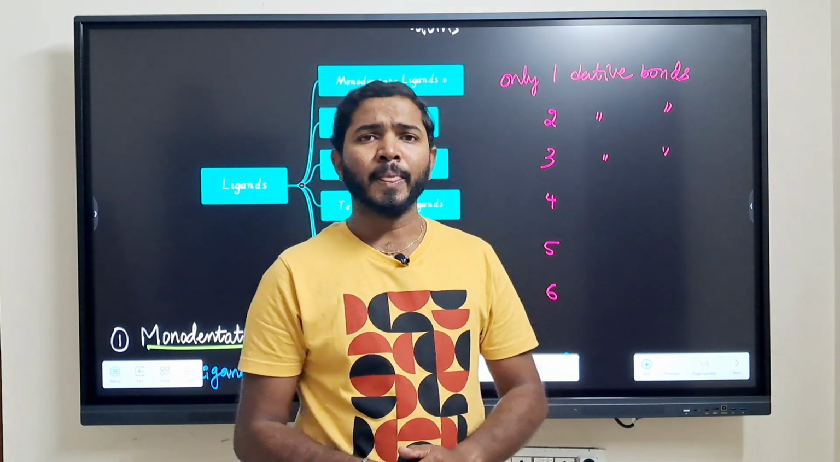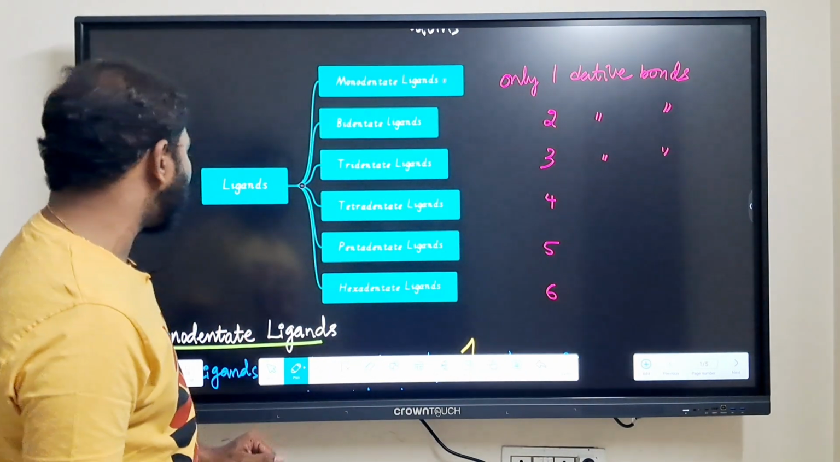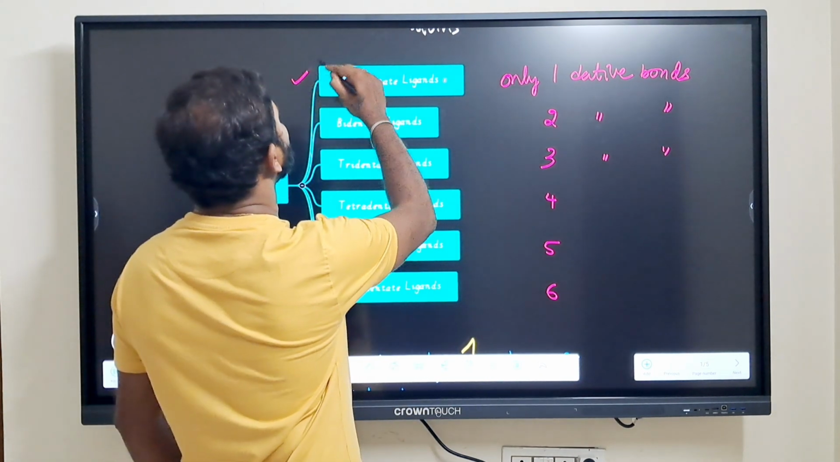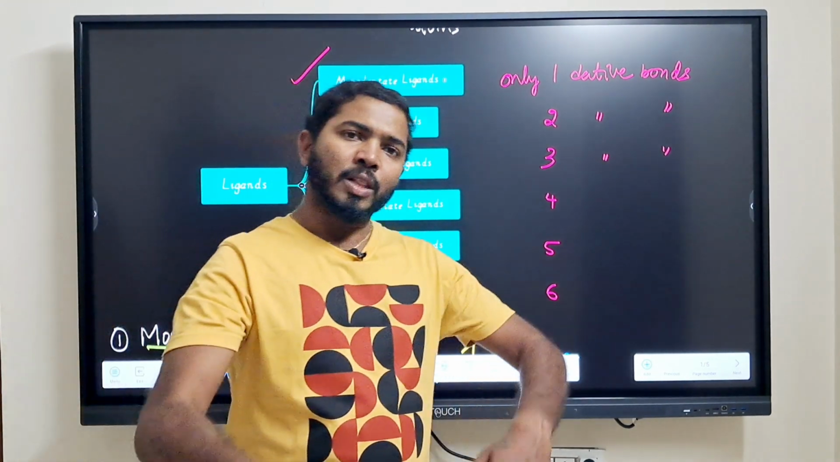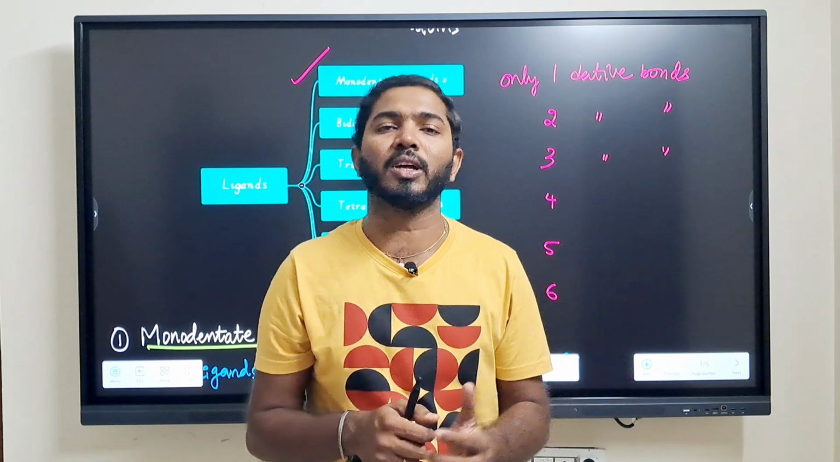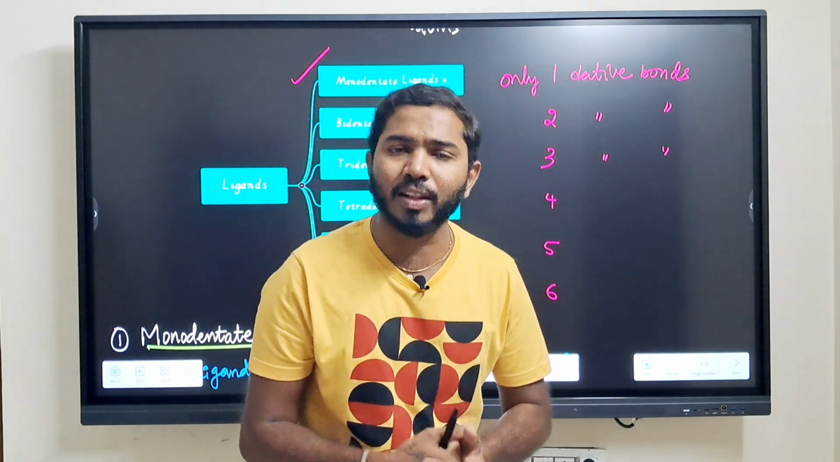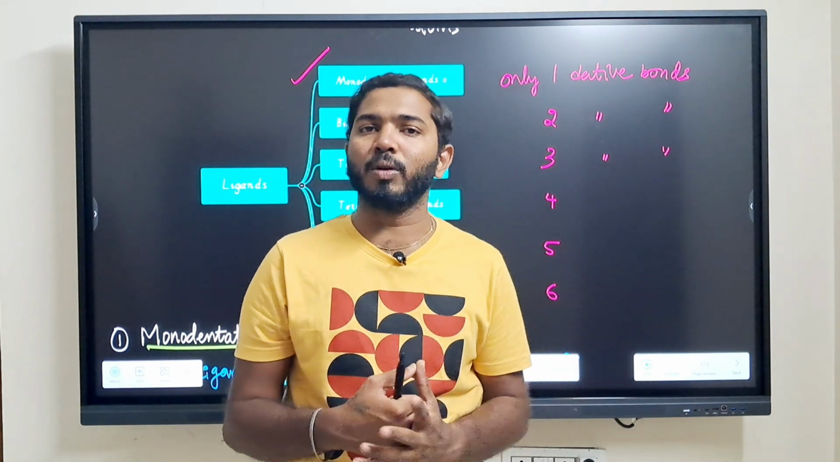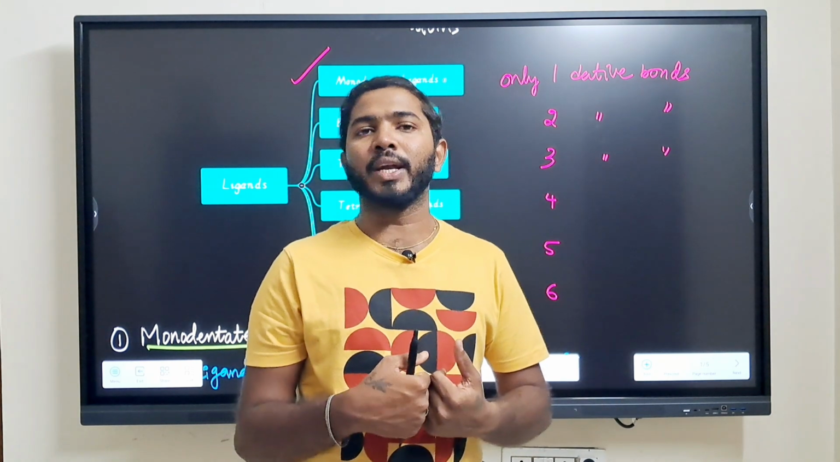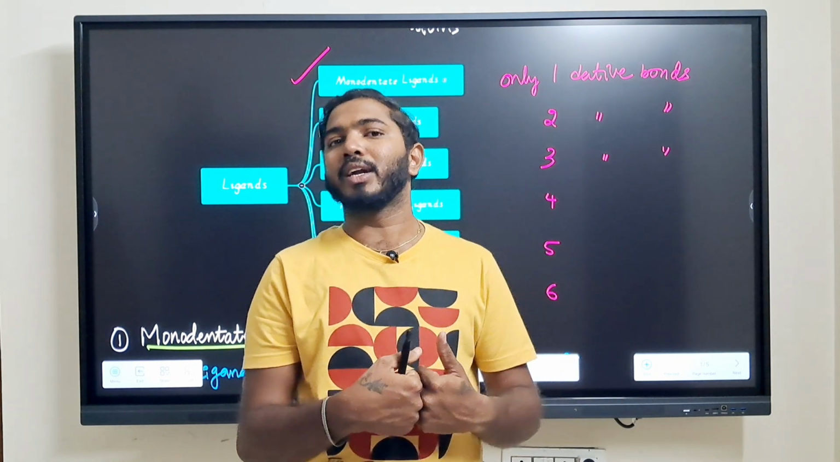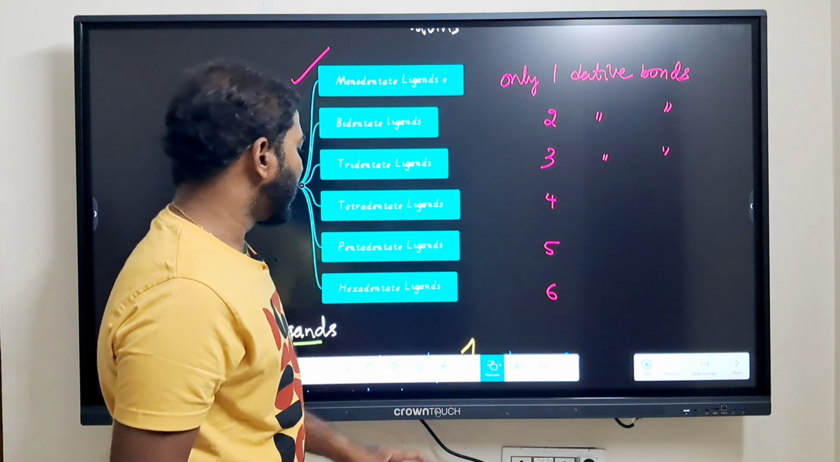Hope it is clear. Now let us discuss particularly about monodentate ligands. The monodentate ligands are further classified into three types. What are they, sir? They are positive monodentate ligands, negative monodentate ligands, and neutral monodentate ligands. Just have a look here.